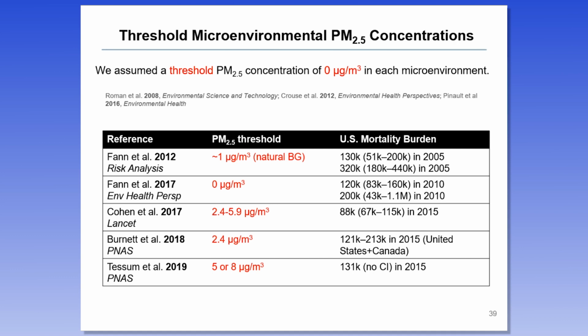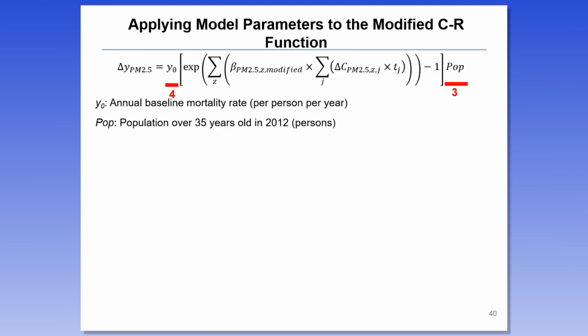For example, Fan et al. considered 1 microgram per meter cubed for the PM2.5 threshold. Again, Fan et al. in 2017 considered 0. Cohen et al. in 2017 considered a uniform distribution for the PM2.5 threshold between 2.4 and 5.9. Burnett considered 2.4, and Tessum considered a threshold of 5 or 8 micrograms per meter cubed. So those numbers were different, but again, our model can handle any changes in the assumption. If we come up with another threshold, we can easily apply it to the framework we are presenting here. So finally, there are two parameters in our modified CR function: the annual baseline mortality rate and the population over 35 years old.